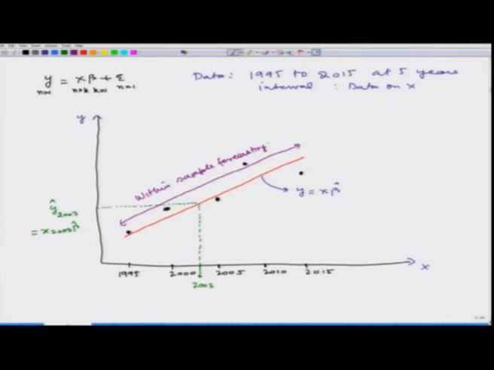Now we consider another aspect. Suppose we are interested in making a forecast for, say, 2018. In order to know the value of y in 2018, first of all we have to assume that this fitted line y equal to x beta hat continues further.